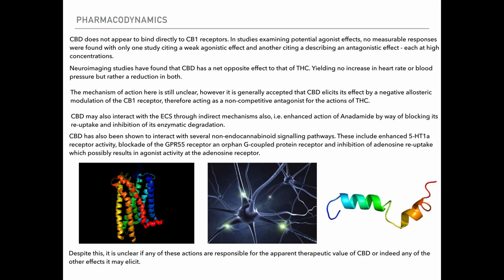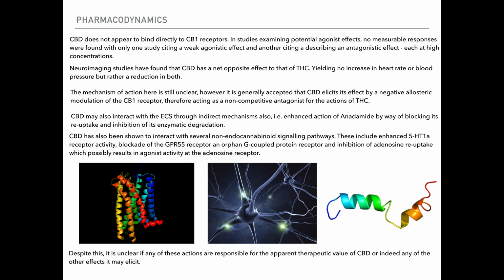The mechanism of action here is still unclear. However, it is generally accepted that CBD elicits its effects by a negative allosteric modulation of the CB1 receptor, therefore acting as a non-competitive antagonist for the actions of THC. So, this is just worth mentioning. When you have a hybridized plant, it's being produced for psychoactive properties. You have all of these little trichome hairs that are expressed on the leaves, and as they begin to mature, the trichome hairs start to produce an exudate. This exudate crystallizes, and in this exudate you have a concentrated form of CBD and THC.